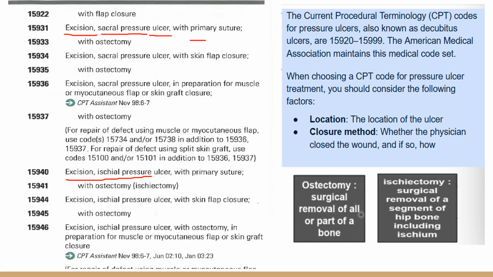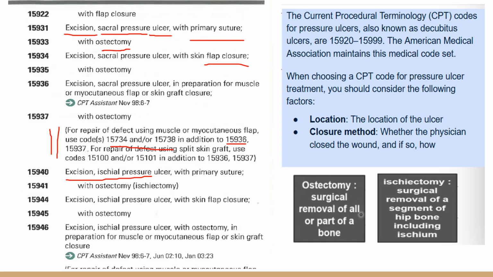Now everywhere they have given how you have done the excision. Is it excision followed by the primary suture, or with the osteotomy, or with the skin flap closure? So that is very important, and there are various parenthetical notes which are written. So if you see the code 15937, there is a clear cut note that for the repair of the defect using the muscle and myocutaneous flap, we have to use the codes 15734 and 15738 in addition to 15936 and 15937. So there is various important information which is written.